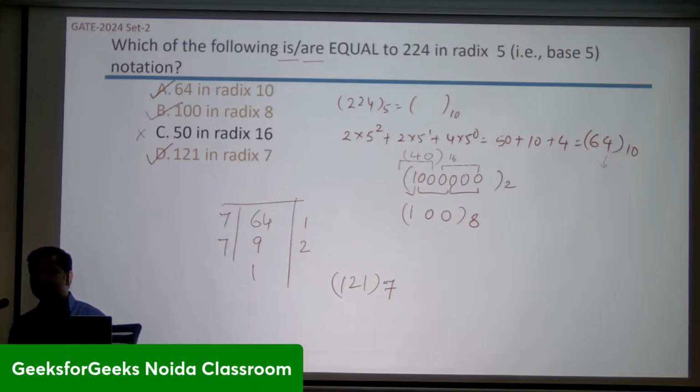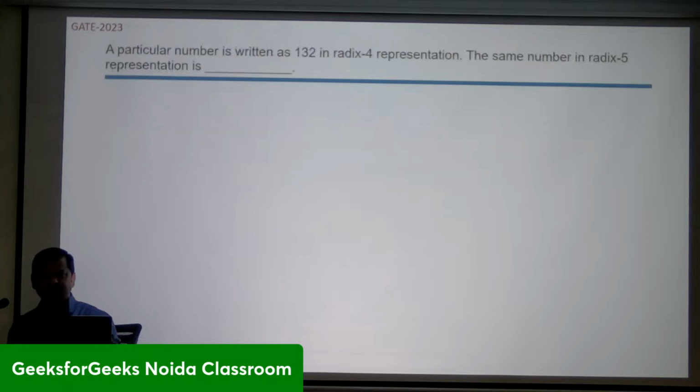And this just came into the previous exam, just 1 month before. Solve it. This is GATE exam 2023. This particular question appears in GATE 2023. A particular number is written as 132 in base 4. The same number in radix 5 is represented as what?